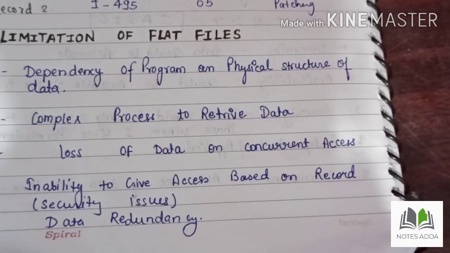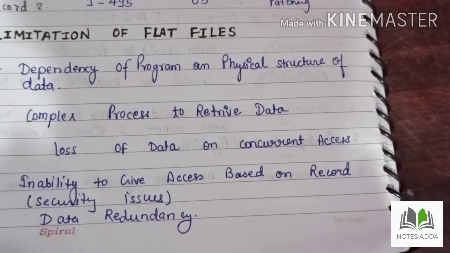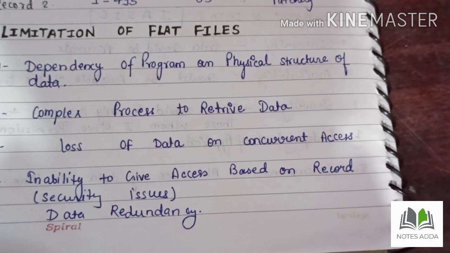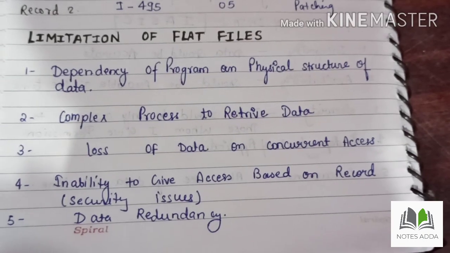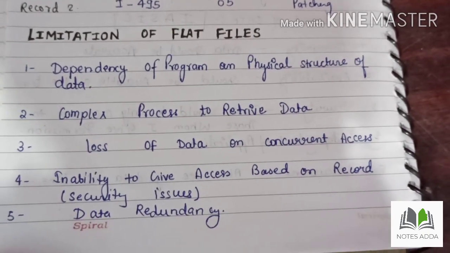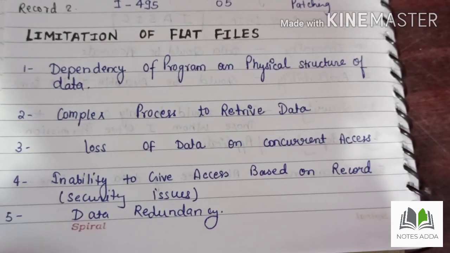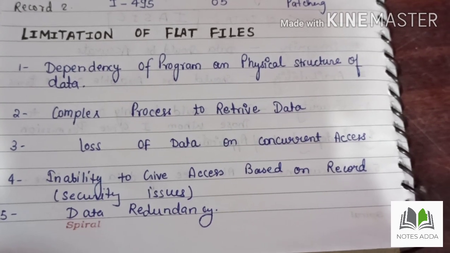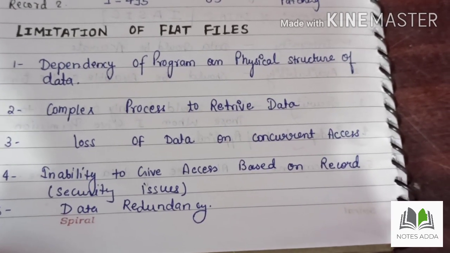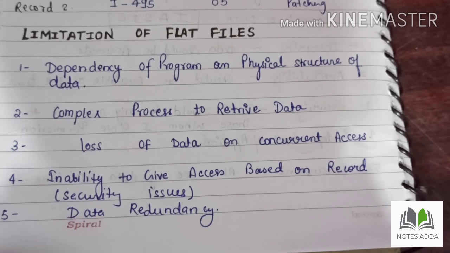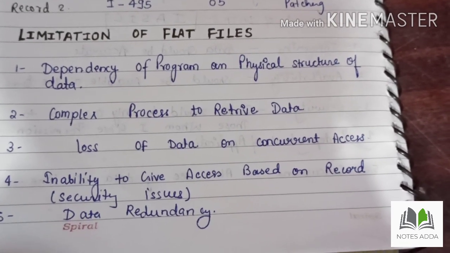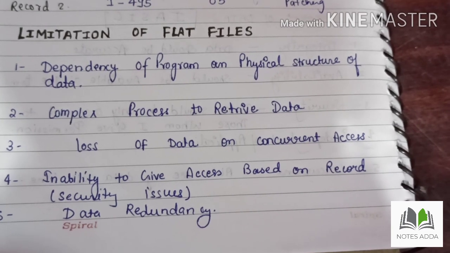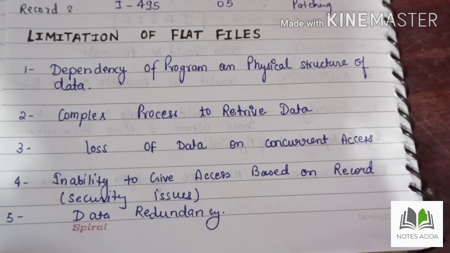Inability to give access based on a record. Sometimes flat files cause security issues. The fifth point is data redundancy. Data is redundant. What it means is, the same data is stored in multiple locations, which causes a storage problem or a storage loss.